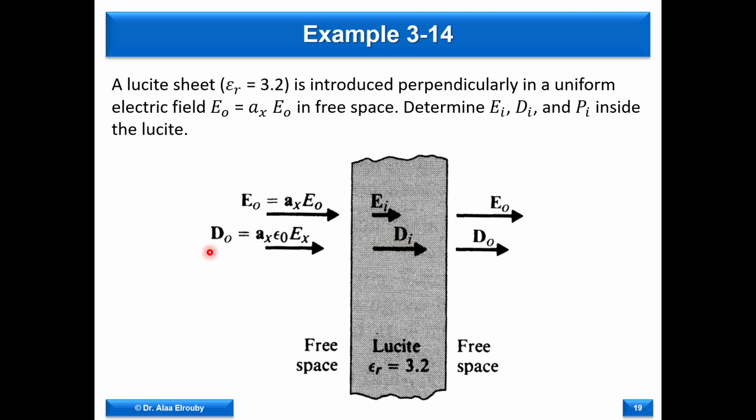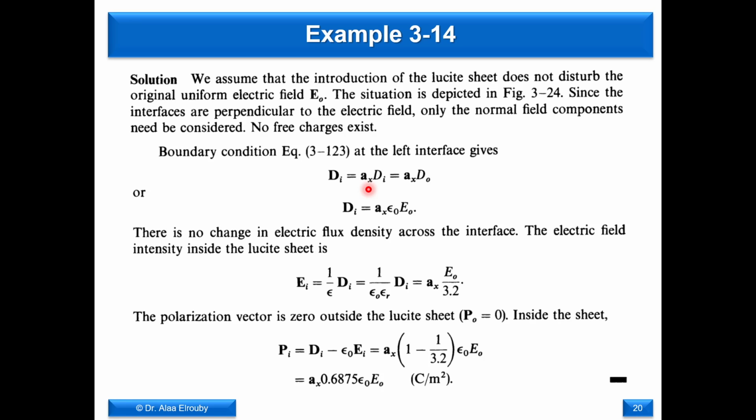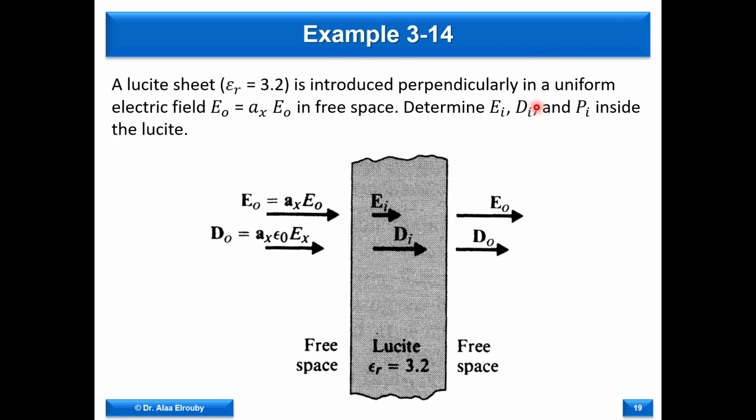D_i will equal D naught because there is no surface charge. Once we know D_i, we can calculate E_i. E_i equals 1 over epsilon times D_i. So we have the solution for the electric field. We need to find D_i. We find it from the normal boundary condition under the assumption that there is no surface charge. From D, we can find E by just dividing by epsilon r.